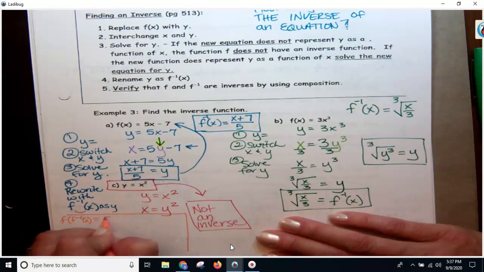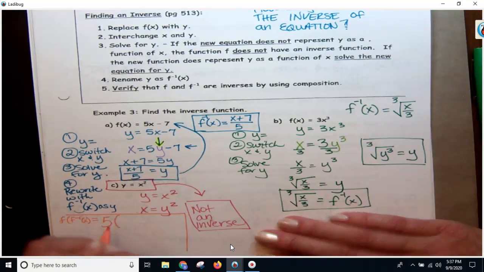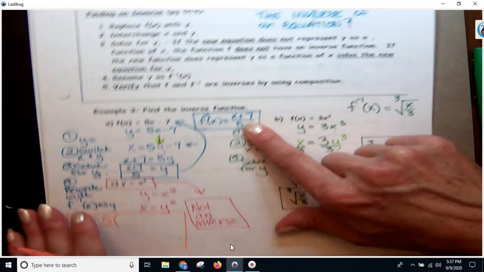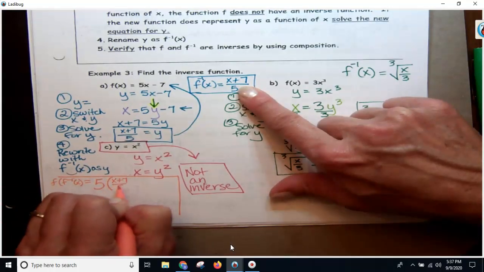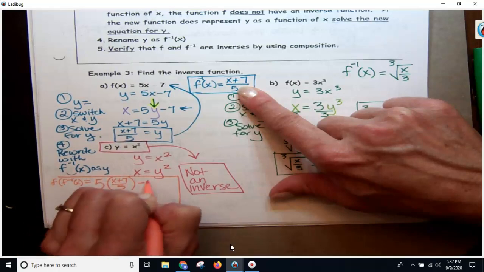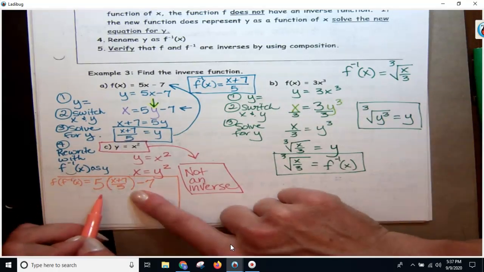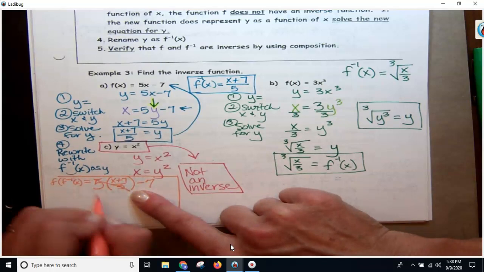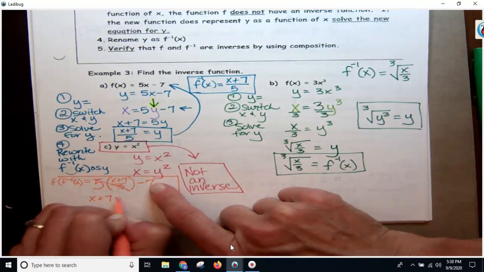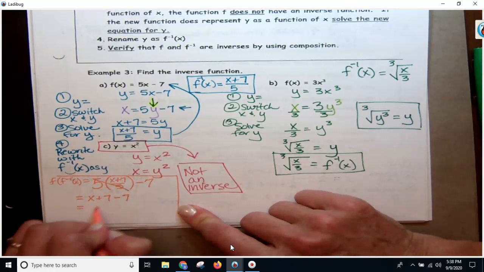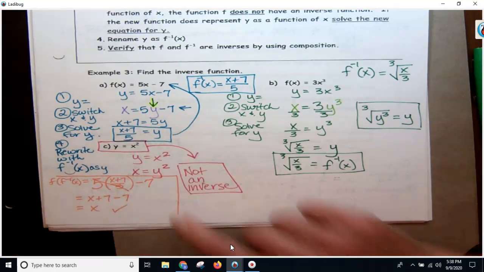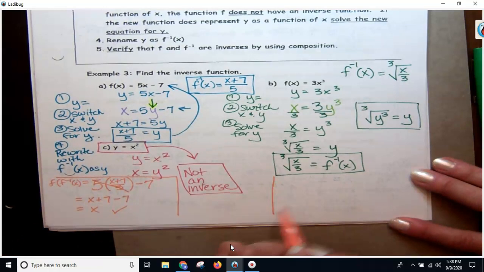So I'm going to write 5, and instead of x, I'm going to put (x plus 7) divided by 5, minus 7. Now when I multiply this out, the 5's cancel out, and I get x plus 7 minus 7. x plus 7 minus 7 equals x. Perfect. That's exactly what I want. So I've checked my answer. What about this one over here?